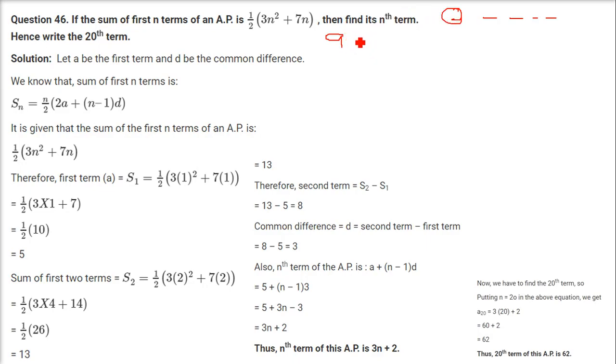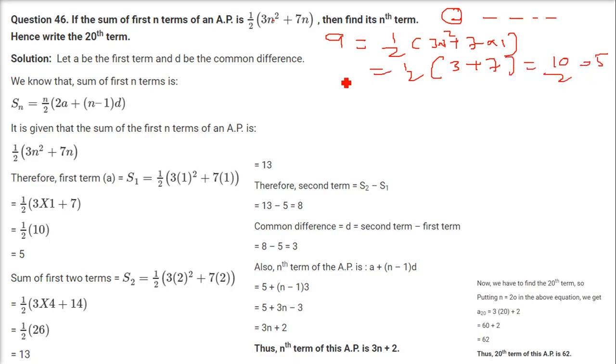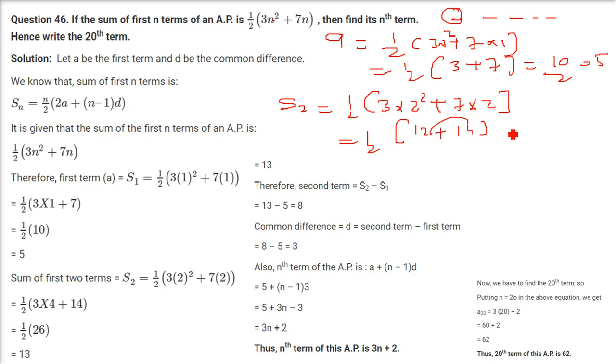So A, that is first term, you put n equal to 1: half of 3 into 1 square plus 7 into 1. So you get half of 3 plus 7. So you get 10 by 2, that is 5. So first term is 5. Now sum of first two terms, S2 will be what? You just put 2 here. So half of 3 into 2 square plus 7 into 2. You get half of 3 into 4, that is 12, plus 7 into 2, that is 14. So you get 26. 26 by 2 is 13.